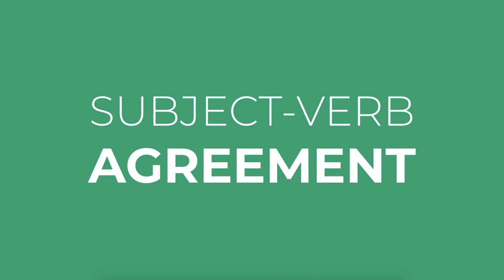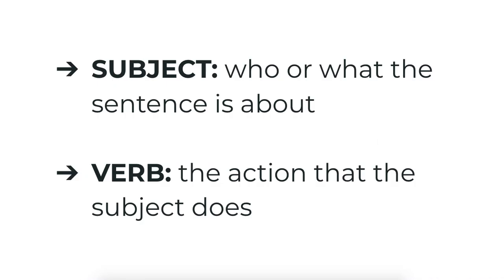All right. So today we are going to talk about subject-verb agreement. Now to start off, let's talk about what a subject is and what a verb is. So when we're looking at sentences in English, the subject of a sentence is who or what the sentence is about. So the subject is who we are talking about, what we're talking about.